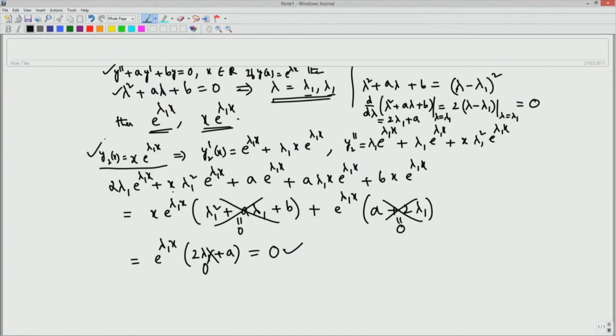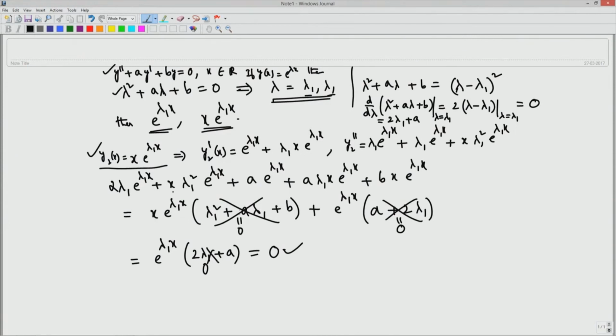So if you have an nth order equation where the root lambda 1 is repeated k times, e power lambda 1 x is one solution, x into e power lambda 1 x is also a solution, and so on, like this.